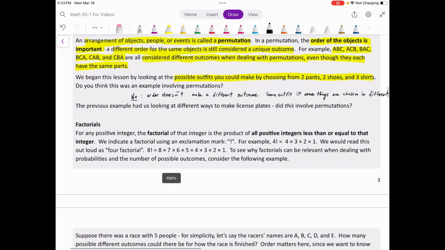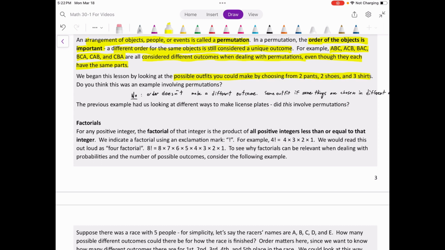Then we looked at an example where we were talking about different ways to make license plates. Now, what do you think about that? Did that involve permutations? If you choose the same numbers and the same letters, but you put them in a different order, have you made a different license plate or not?